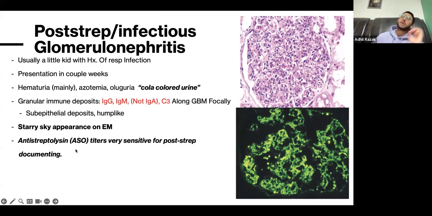And one important thing they could ask you about in the exam is what do you test for? Anti-streptolysin is tested for in these patients. ASO titers are very sensitive for post-strep. So to confirm the diagnosis, if the patient is positive for anti-streptolysin O, this just indicates that this patient did have a strep infection earlier, and because of that infection, this is post-strep infectious glomerulonephritis.